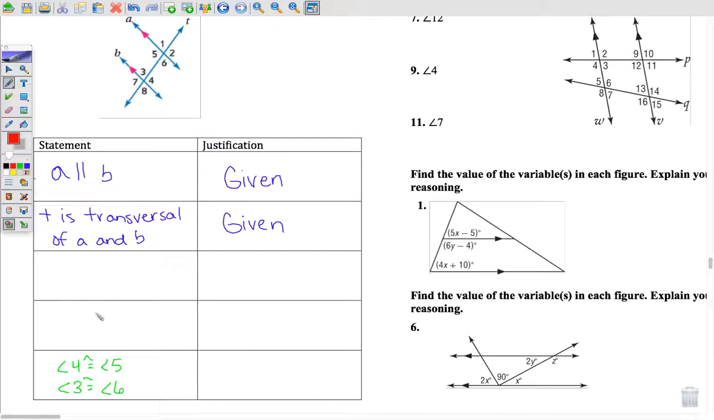Okay, so I know, though, that angle 2, so I'm looking up here, angle 2 is congruent to angle 4. And I also know that angle 6 is congruent to angle 8. And that's by your corresponding angle postulate.